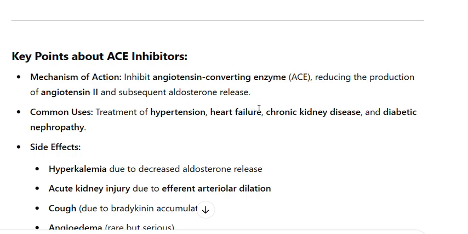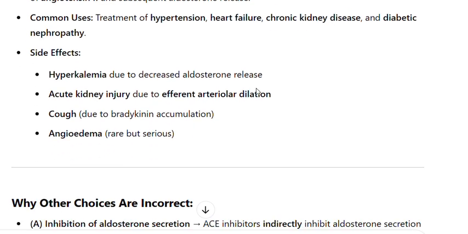Mechanism of action: inhibit angiotensin-converting enzyme, ACE, reducing the production of angiotensin II and subsequent aldosterone release. Common uses: treatment of hypertension, heart failure, chronic kidney disease, and diabetic nephropathy. Side effects: hyperkalemia due to decreased aldosterone release, acute kidney injury due to efferent arteriolar dilation, cough due to bradykinin accumulation, angioedema, rare but serious.